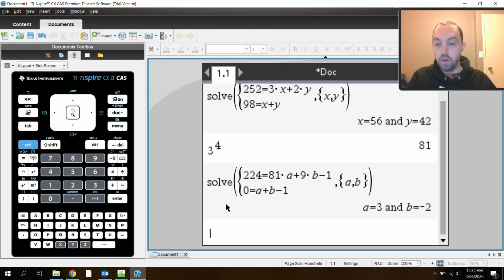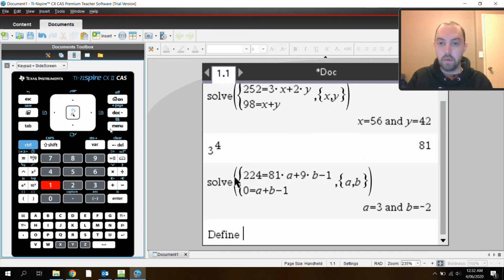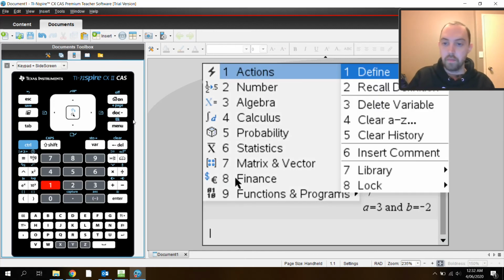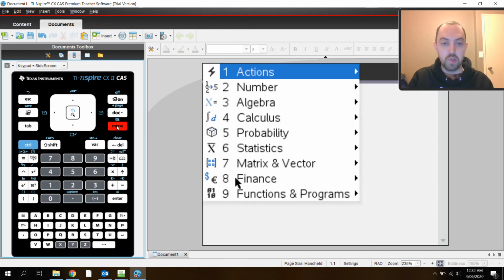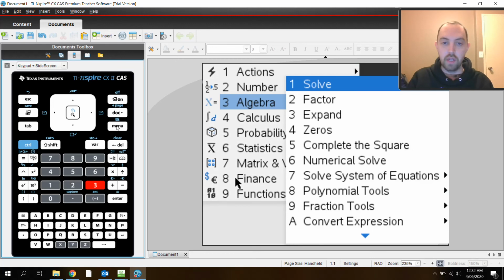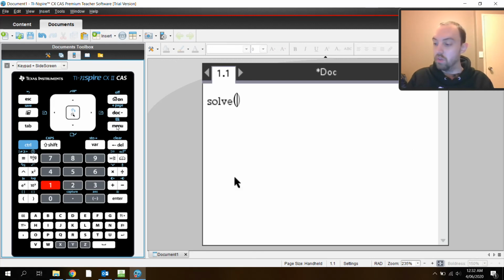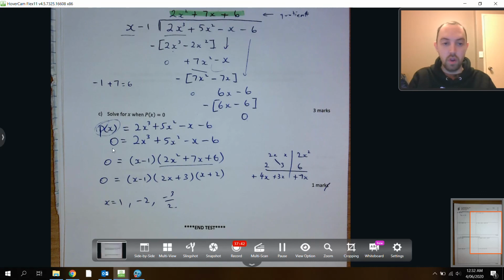We can go, and again I will try that again. I am trying to solve on the calculator: menu 3 algebra, solve this equation. So this is all we needed to do for 1 mark.